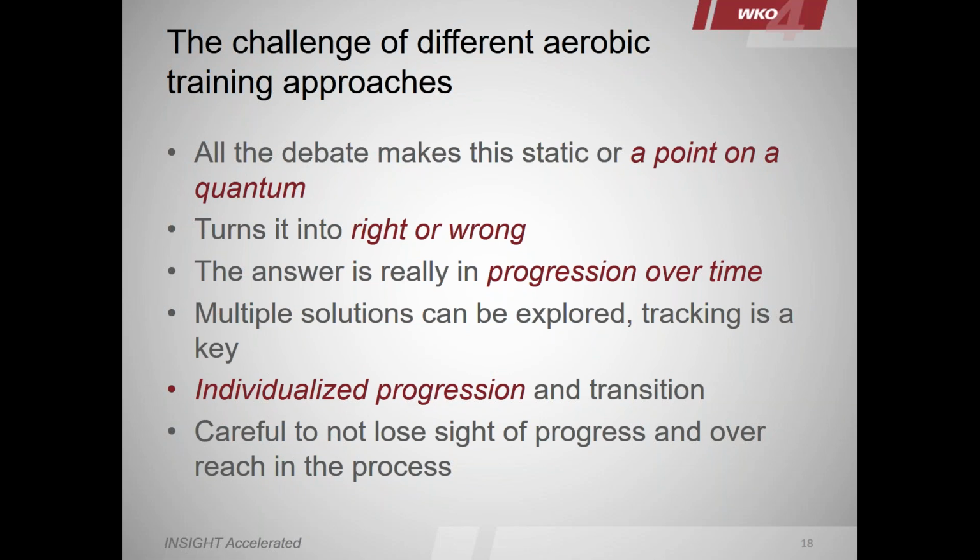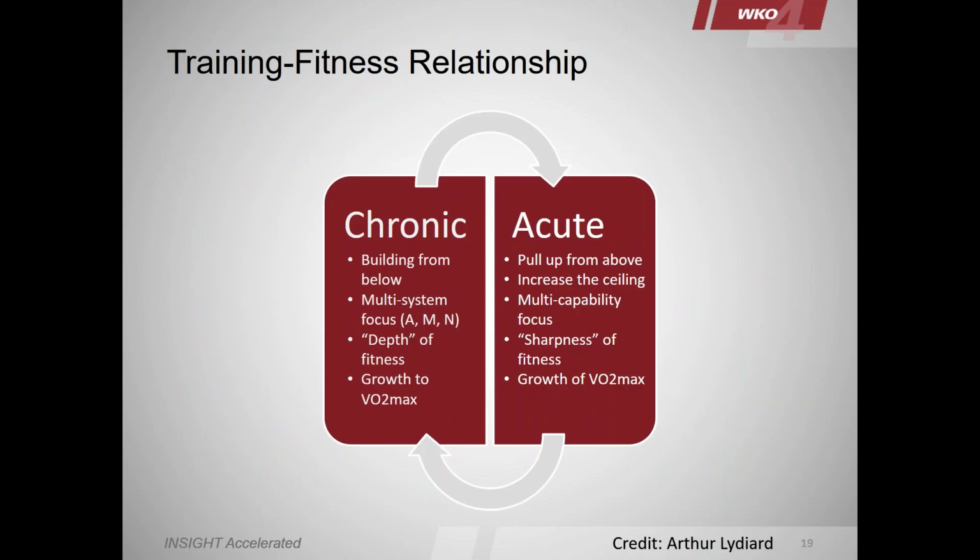One of the things I would say in progressing this is to be careful not to lose sight of progress and overreach in the process. Sometimes we make things more complicated and we say, I'm going to do this, I'm going to do this, I'm going to do this, and we overreach. So here's how I like to think about it. This has been around for a long time. I'm not bringing anything new to the idea. It's just the way my brain functions and how I tend to categorize things.